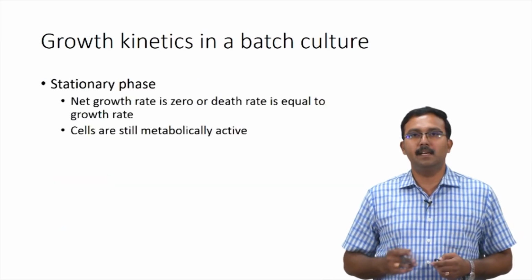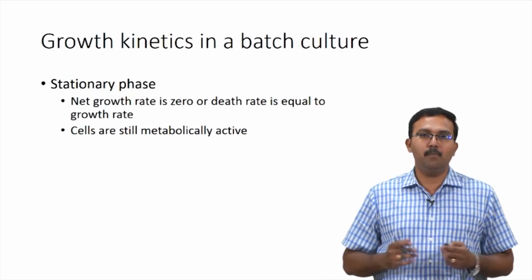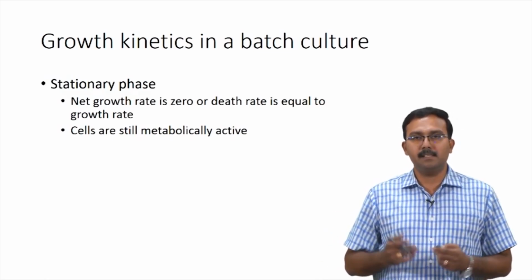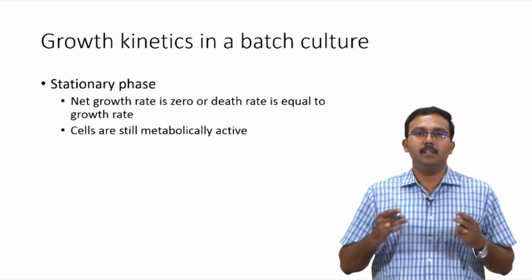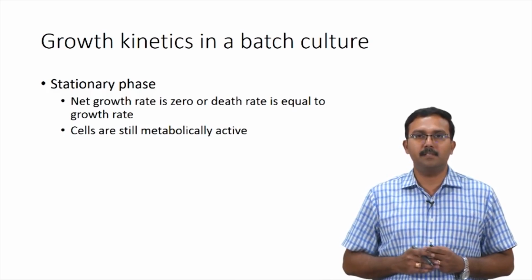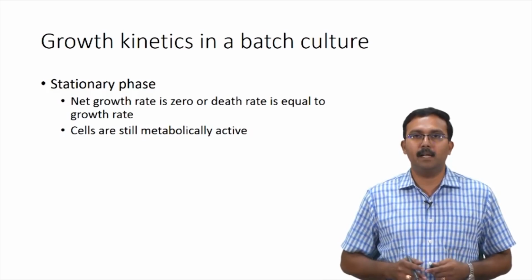The next phase is the stationary phase. Here the net growth rate is 0, which is probably because death rate is equal to growth rate. Here the cells are still metabolically active. The non growth associated products are actually produced during this stationary phase. So, these non growth associated products are also called the secondary metabolites.